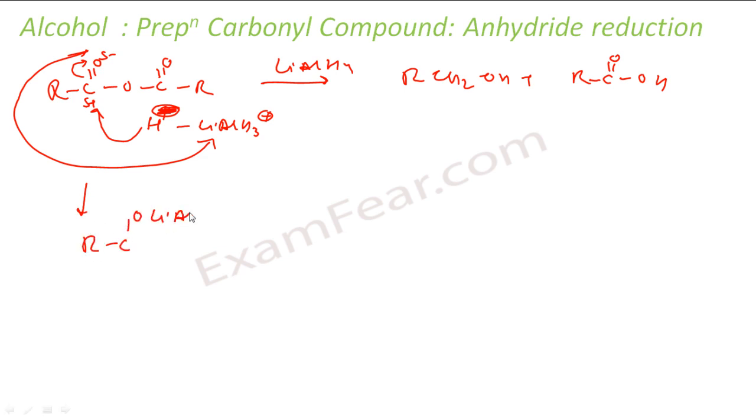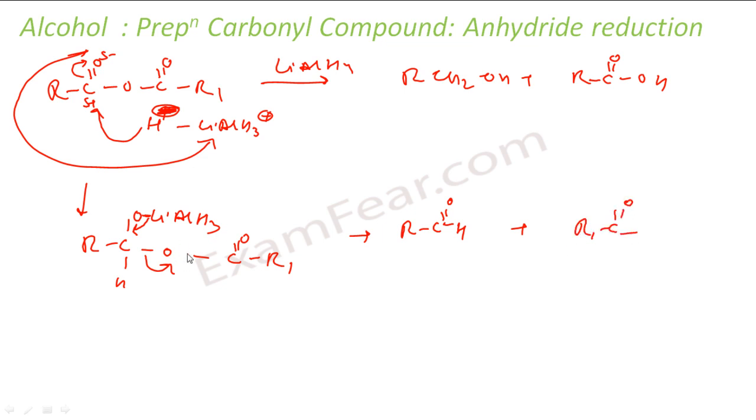Now with this, what you get is RCO LiAlH3. You get H here, OCOR. Now if you see what happens, this is a very complex intermediate. It will collapse. So what will happen is, if you see here, this bond will break, it will form a double bond, and this guy will go out. Since it is going out, it will get a negative charge. So what you get here is RCOOH plus, let's suppose it is R dash here, R1COO minus.